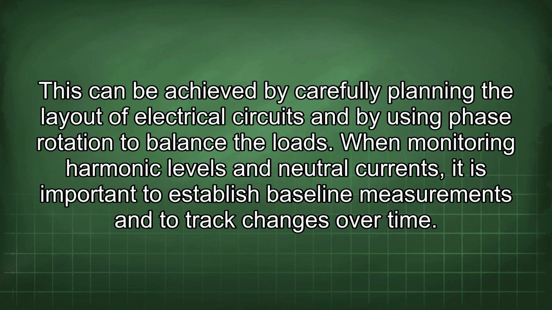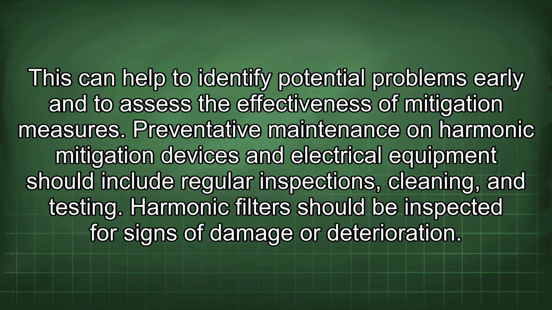This can be achieved by carefully planning the layout of electrical circuits and by using phase rotation to balance the loads. When monitoring harmonic levels and neutral currents, it is important to establish baseline measurements and to track changes over time. This can help to identify potential problems early and to assess the effectiveness of mitigation measures.